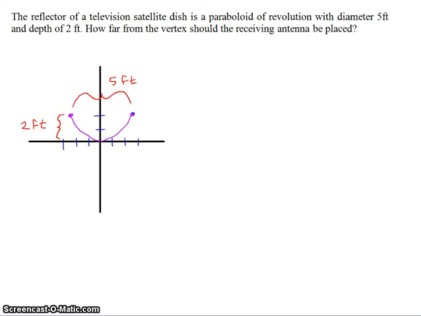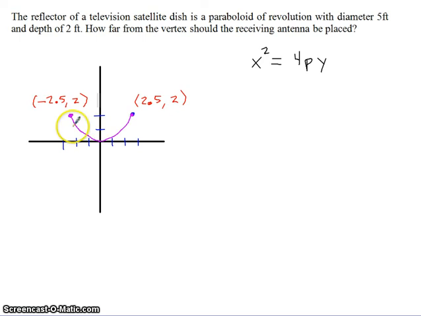Okay, so we have the paraboloid here on the XY axis system with a diameter of 5 feet and a depth of 2 feet. We can use this information to come up with the p-value, which will tell us where the receiving antenna should be placed. Okay, I've done 2 things here. I've identified points here on the parabola, and I've also written out the generalized equation of a parabola that's faced up with the center at the vertex.